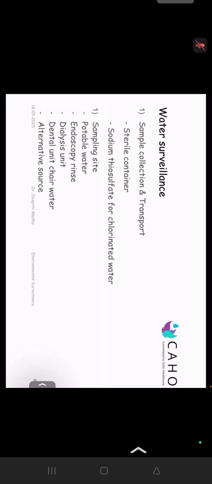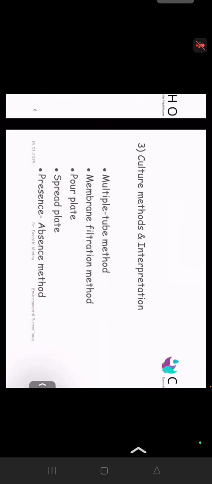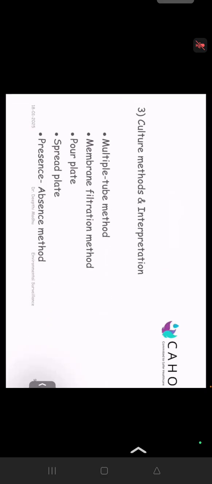I think this is what someone had unmuted and asked me. That is why I said we keep the questions for the end, because most of the routine questions are covered in the session itself. Now, culture methods and interpretation. There are a lot of culture methodologies. Your microbiologists will already be familiar with them and would already be employing them. It is sufficient that the microbiology team is aware of this and is doing it. Just for completeness, I am mentioning it so that you know it is not just one method. There can be different methods used.